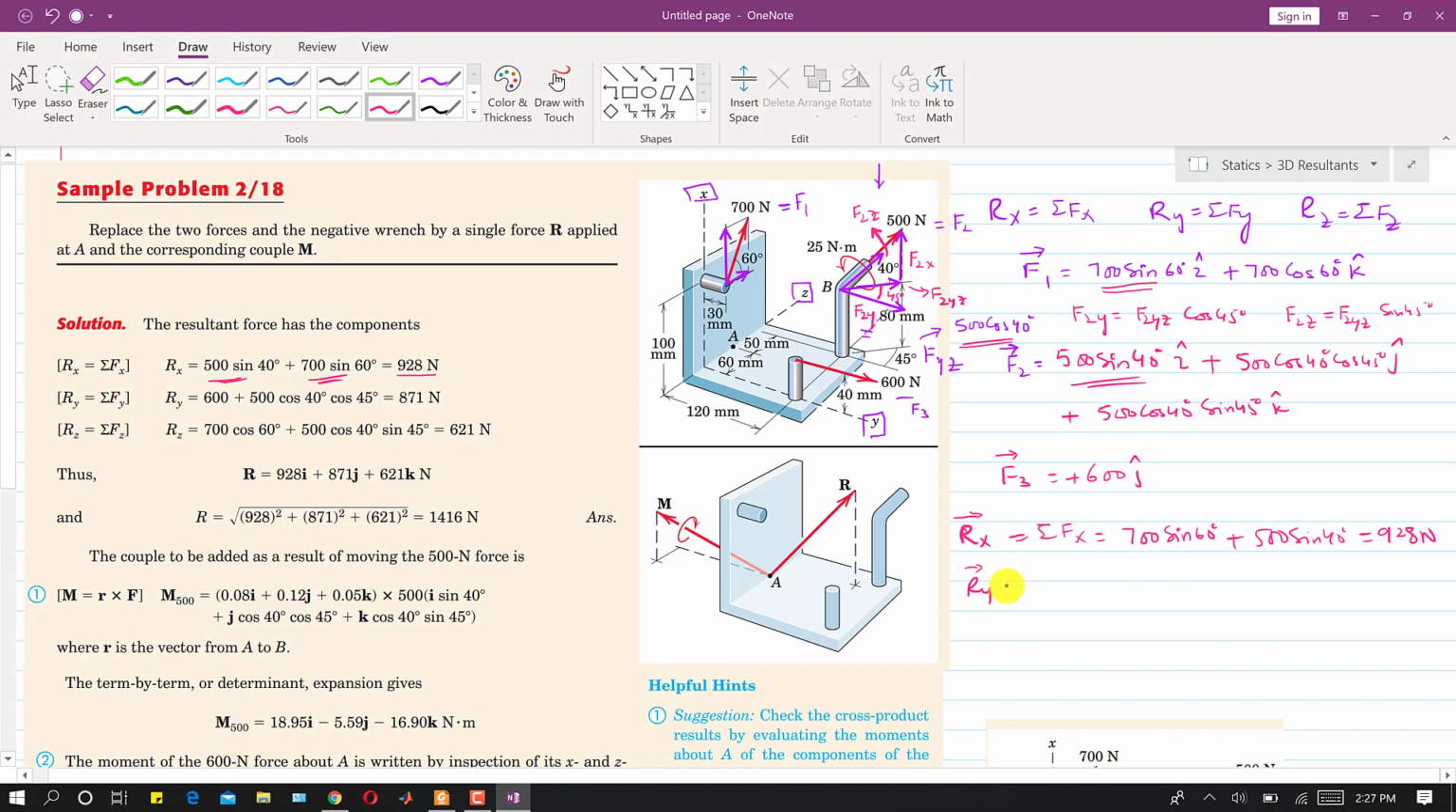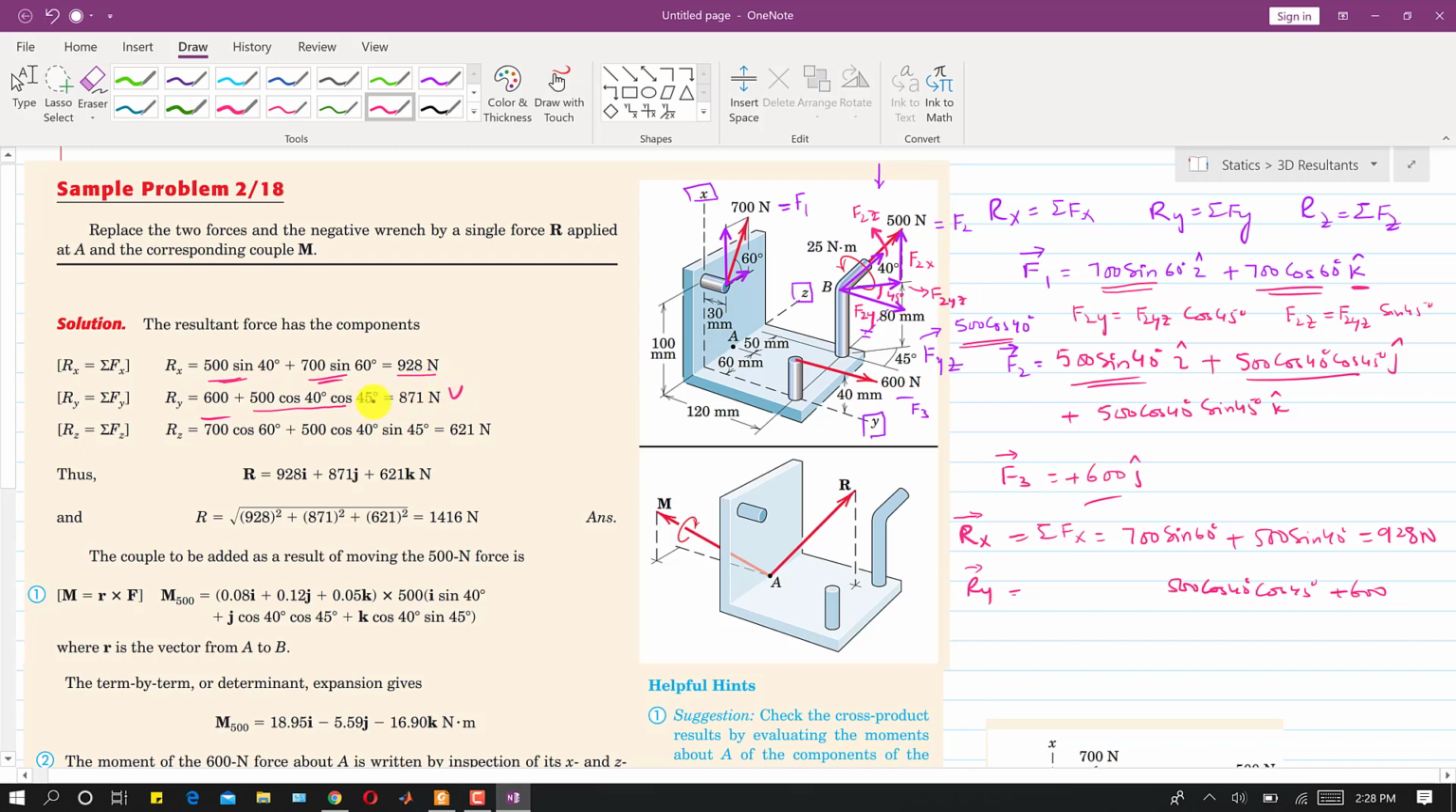To find Ry, we will add up the y components. So this one is 700 cos of 60 degrees plus 500 cos of 40 degrees cos of 45 degrees, and plus this 600. Sorry, this one is in the k direction, so there is no need to add this one. So we are left with these two: 600 plus 500 cos of 40 cos of 45, and this gives us the Ry component of the resultant vector.